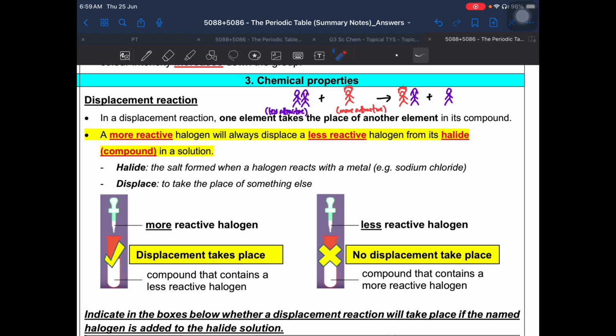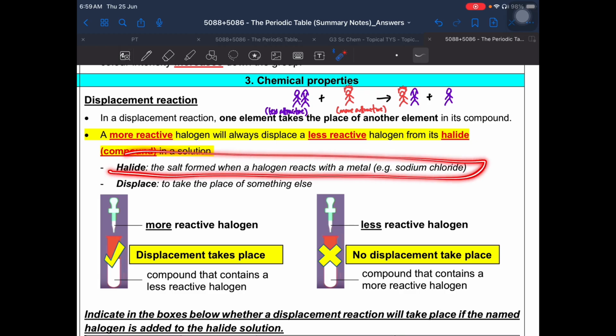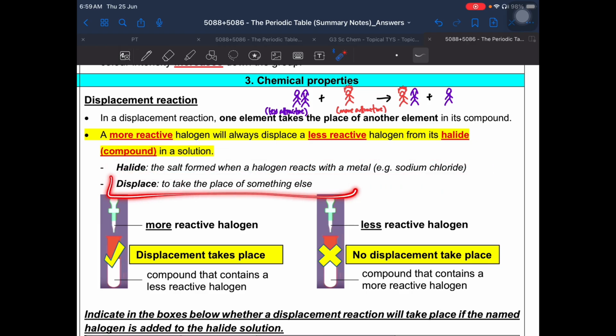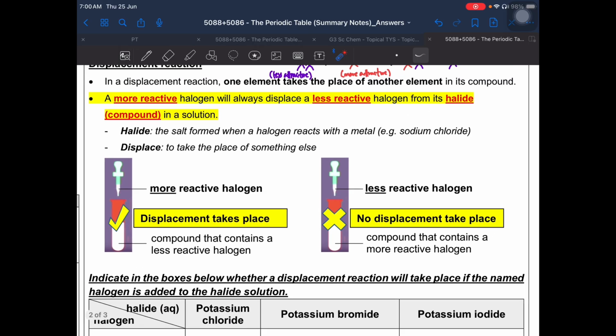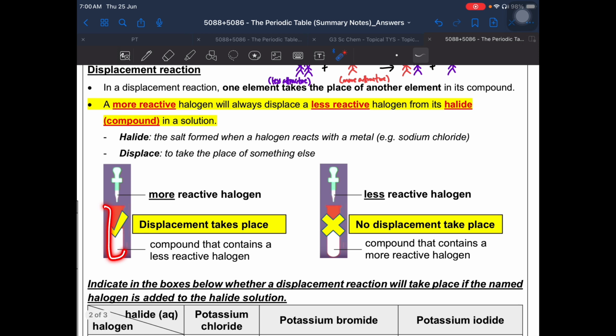So halide refers to the compound of a halogen, right? Displace means to take the place of something else. So putting all these things together, you will realize that it's possible for one halogen or one group 17 element to pick away the other group 17 element and then form a new chemical, right? So what it could look like is, for instance, imagine inside this container here, you have a compound that contains a less reactive halogen. So let me give you an example.